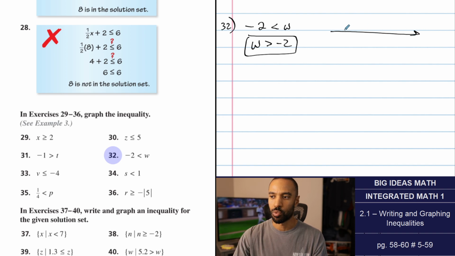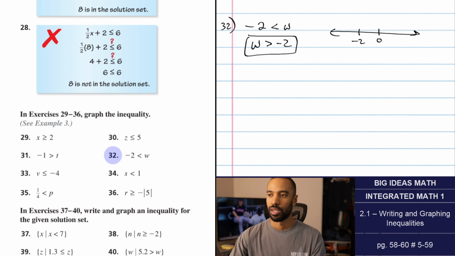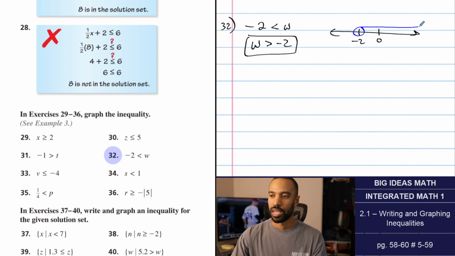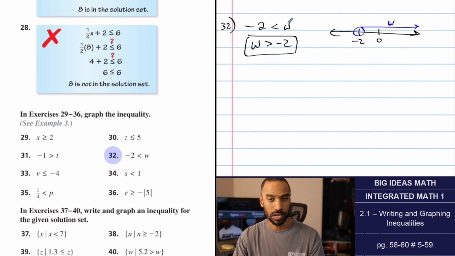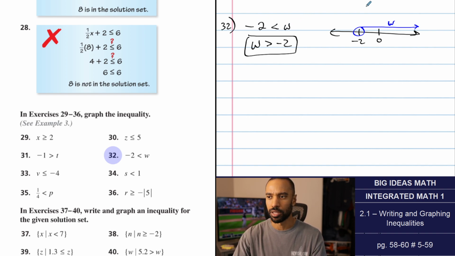Greater than now means to the right, because I get to compare my numbers to -2 this time. So w is everything greater than -2. It doesn't include -2; it's not equal to it. 0 is included. Is 0 greater than -2? Yes, it is. Or is -2 less than 0? Yes, it is. Maybe you should compare to the original inequality, but that's what works out.